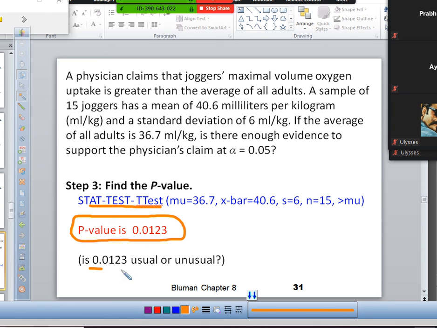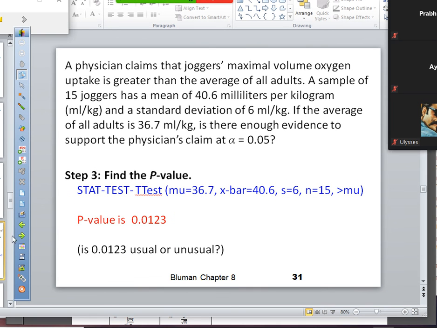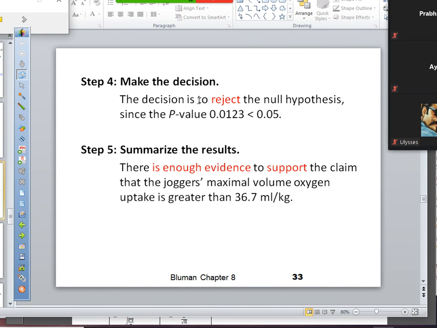Is that unusual? 0.0123. My alpha is 5%. Is that less than 5%? Yeah, it's totally unusual. Absolutely unusual. Which means that we're going to reject H naught, right? Step 4 will be rejecting H naught, because the p-value is less than 0.05.